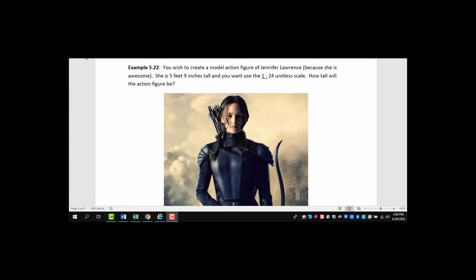Okay, so you wish to create a model action figure, a model of Jennifer Lawrence. She's 5 feet 9 inches tall, and you want to use a 1 to 24 unitless scale. How tall will the action figure be? Now, they didn't really need to say unitless here, because if it says 1 to 24 and they don't have units associated, it's unitless.